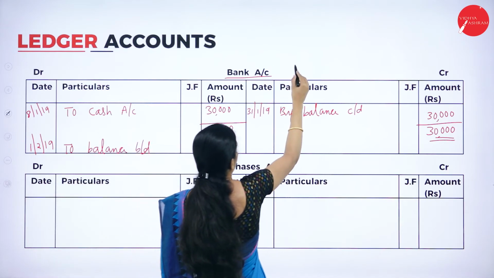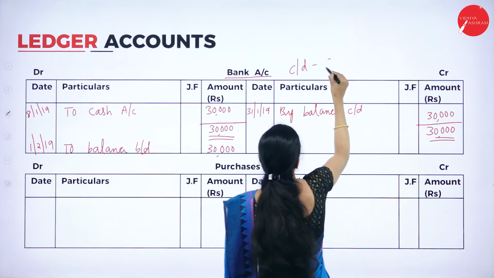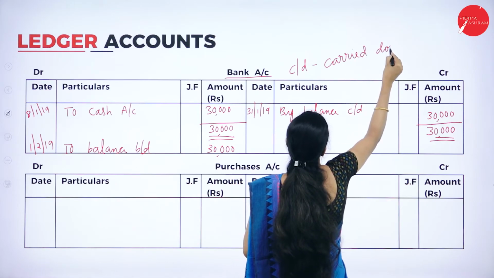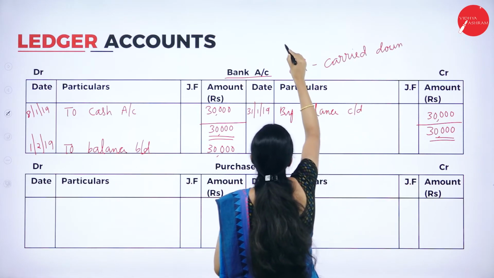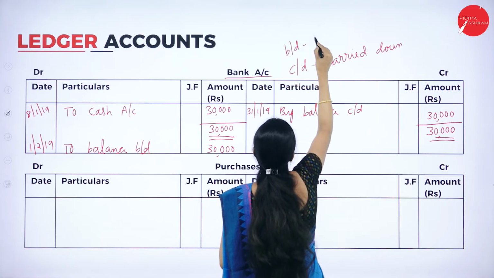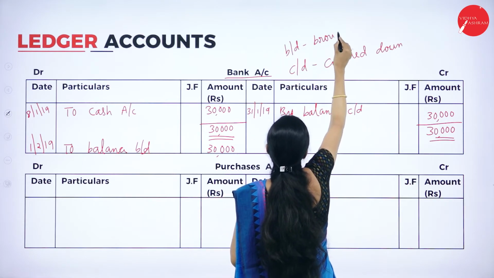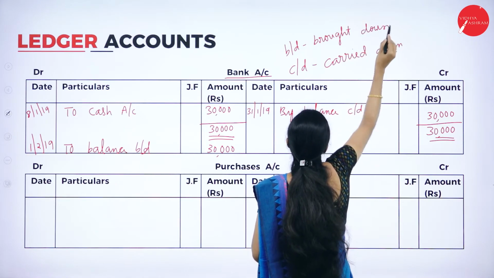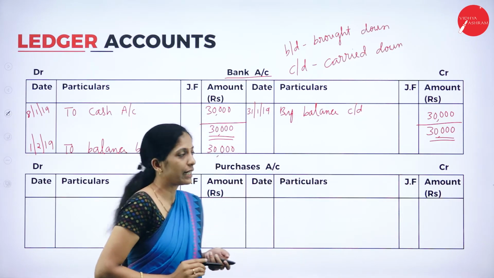So hope you are clear. C by D means what? Carried down. And B by D means brought down. So hope you are clear about it.